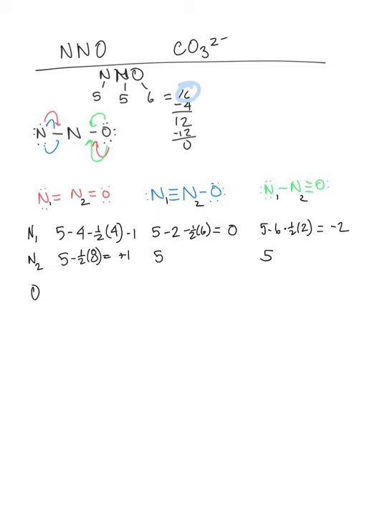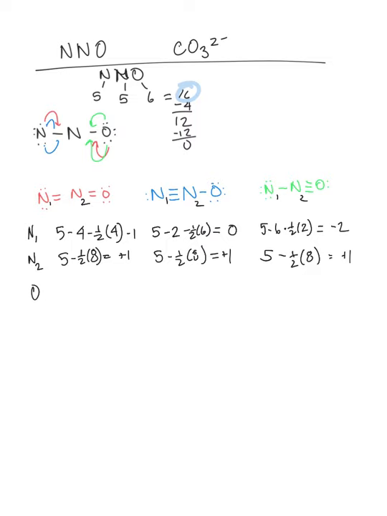And the second structure, that N2, is 5 minus 1/2 times 8 electrons. It's just instead of being 2 and 2, it's 3 and 1, which equals plus 1. And then finally, same deal on the third one, 5 minus 1/2 times 8, except we're 1 and 3 instead of 3 and 1 or 2 and 2. And that gives us plus 1.